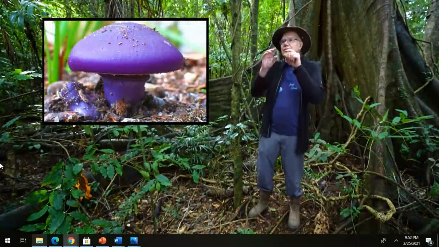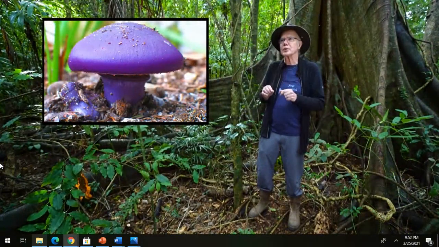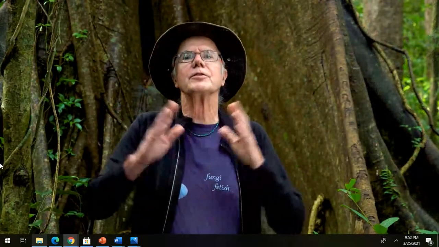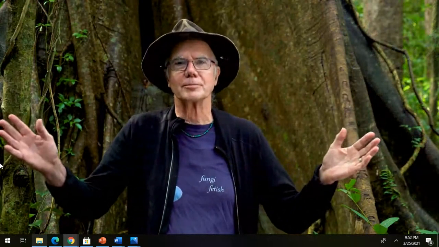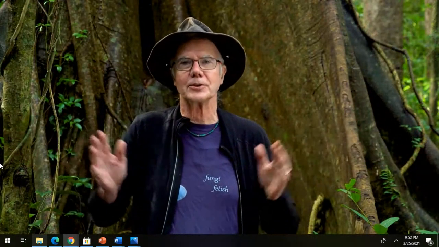From one photograph of a very small purple mushroom on the ground, I've been taken on a journey that reveals the very big picture of life on this planet. Thank you.